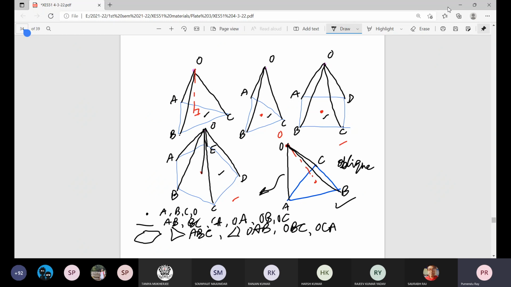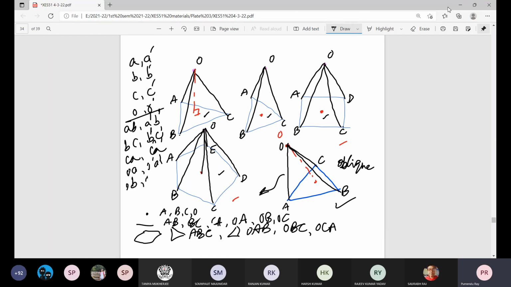So if we draw the plan, elevation, side view of this simple object, we have to locate 4 points: capital A, capital B, capital C, capital O, that is A dash, B dash, C dash, O dash. How many lines do we have? 6 lines. So AB, A dash B dash, BC, B dash C dash, CA, C dash A dash, and OA, O dash A dash, OB, O dash B dash, OC, O dash C dash. And 4 triangles.